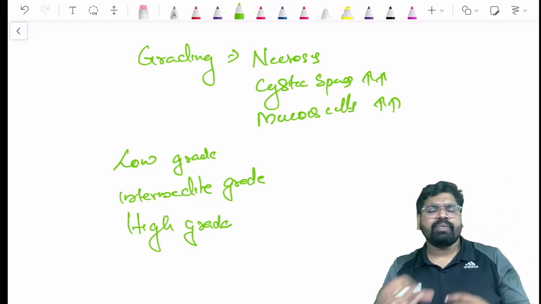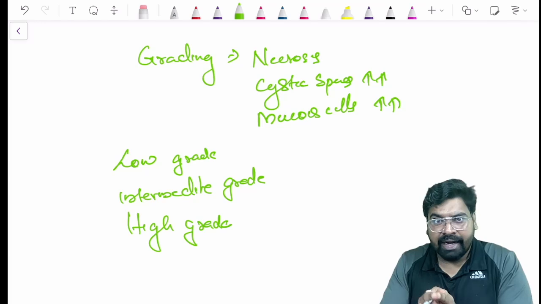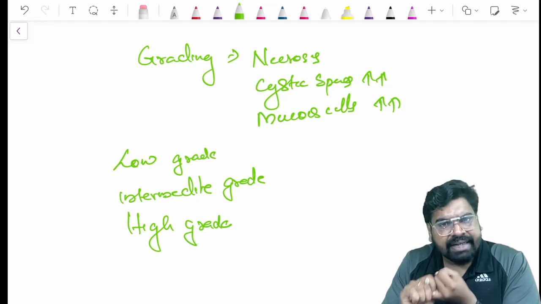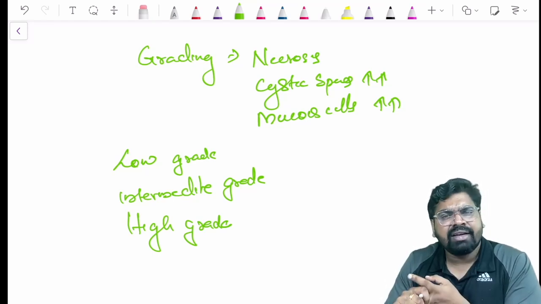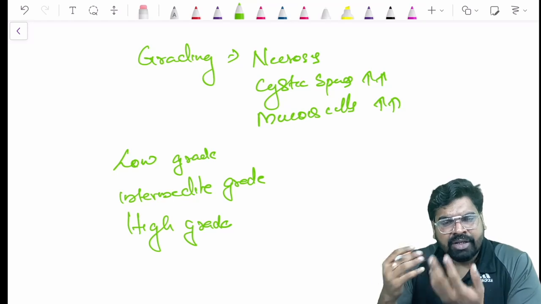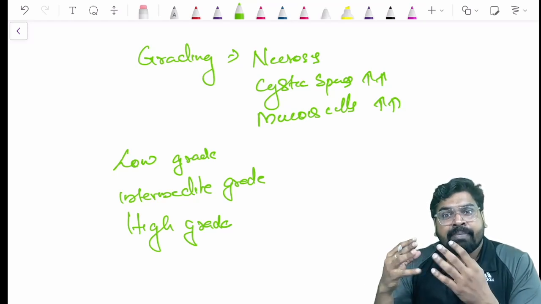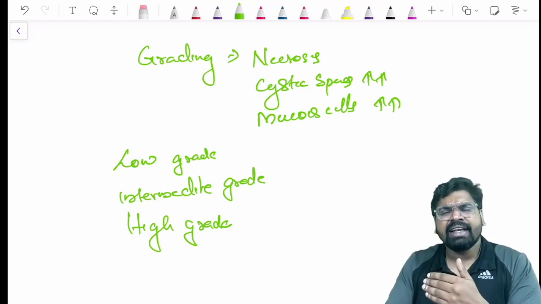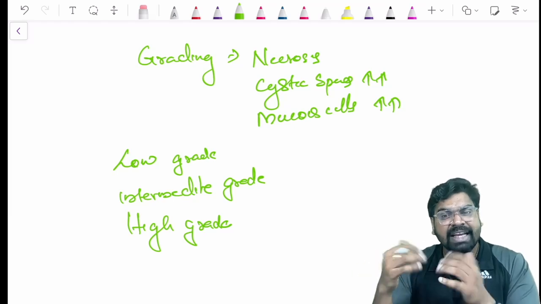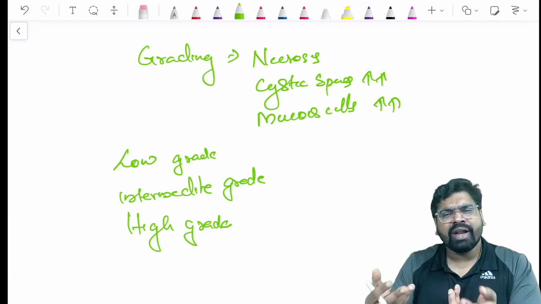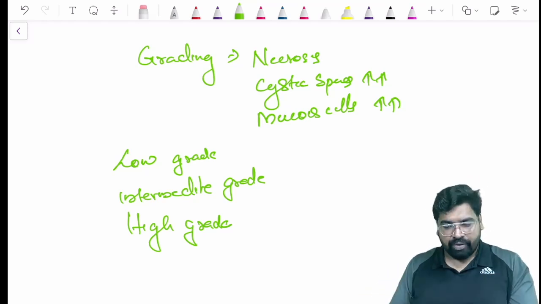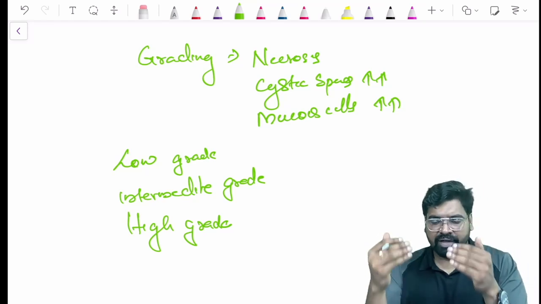So there are many factors which determine the grade: nerve invasion, the mucus content, the cystic space content, necrosis, and cellular pleomorphism, how pleomorphic the cells are. As the grade increases, the prognosis decreases. A low grade has a much better prognosis, but a high grade lesion has a worse prognosis. This is how it is graded.